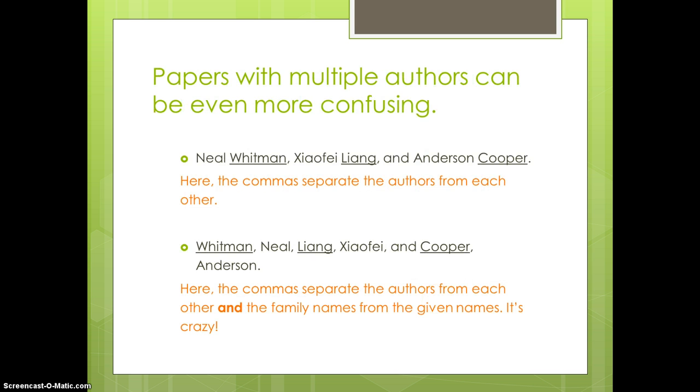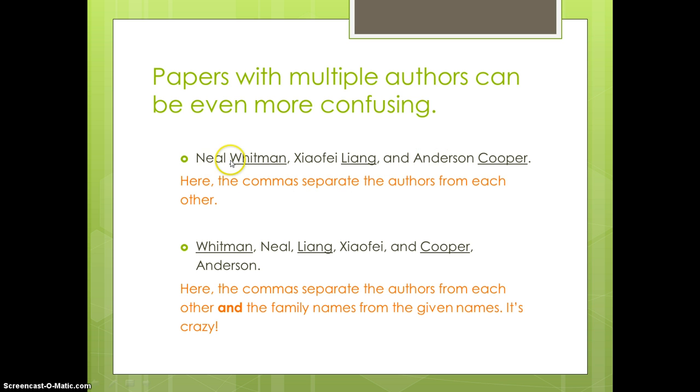Okay, now papers with multiple authors can be even more confusing here. So let's suppose that I wrote a paper with my fictional friend Xiaofei Liang and famous TV journalist Anderson Cooper, and suppose that the title or the authors were written like this: Neil Whitman, comma, Xiaofei Liang, and Anderson Cooper. Well, the commas here are separating the author's name. So I'm the first author, of course, then the comma, second author, comma, and third author.